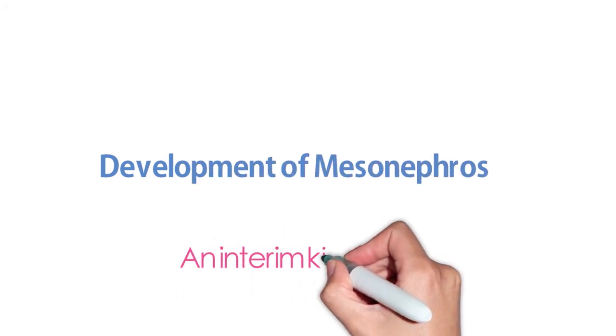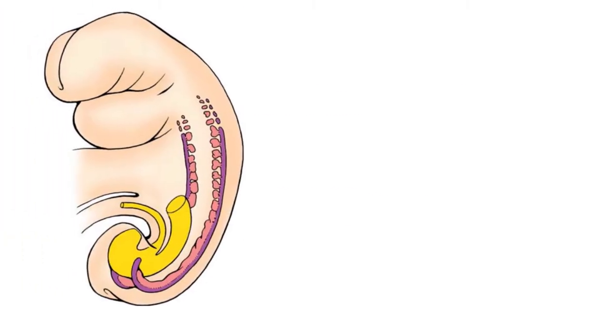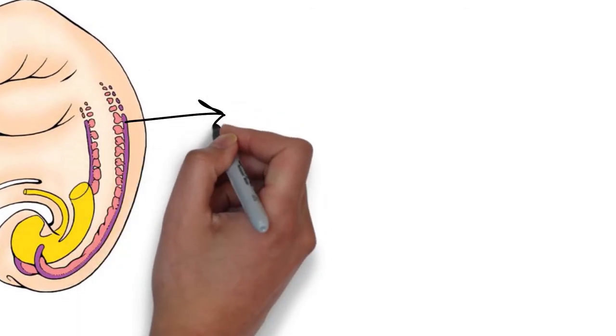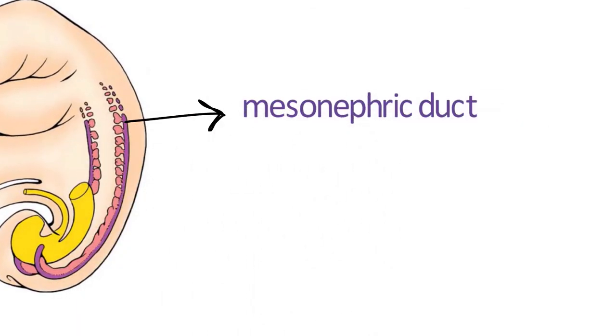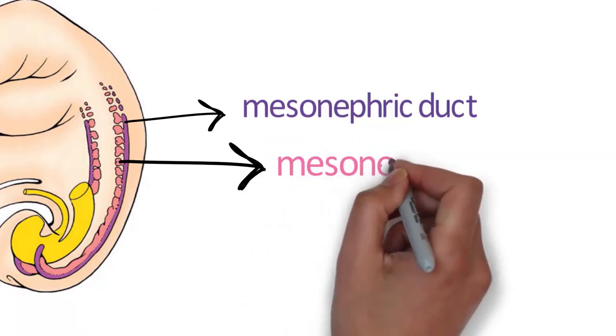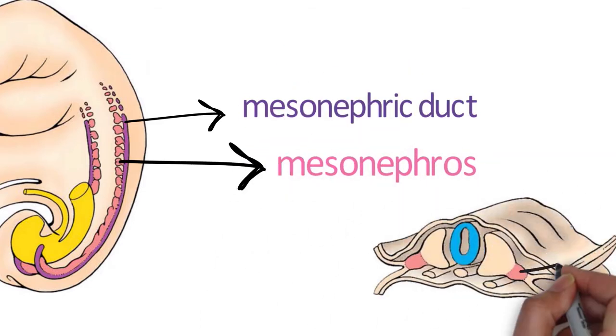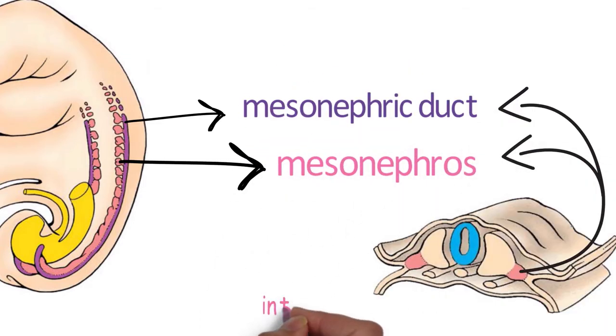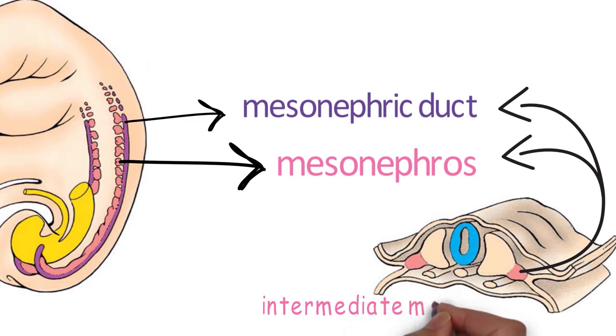Bismillahirrahmanirrahim. This illustration is about the development of mesonephros. Mesonephros are interim kidneys. Look at this diagram. This is a mesonephric duct and this is mesonephros. Both of these structures develop from intermediate mesoderm. Please note that these two structures, mesonephric duct and mesonephros, develop from intermediate mesoderm.